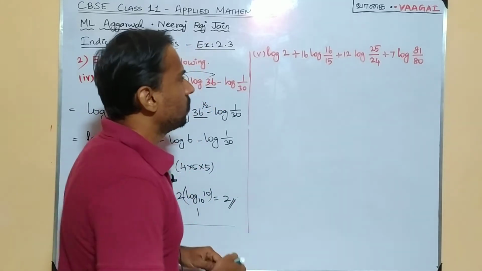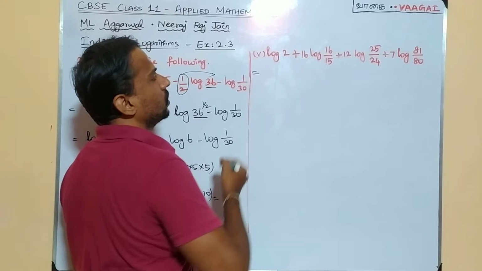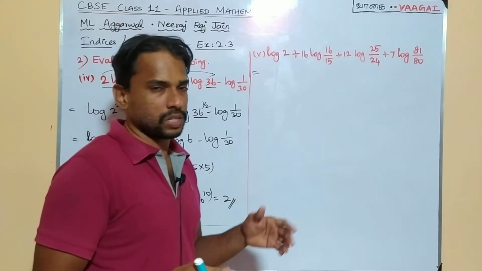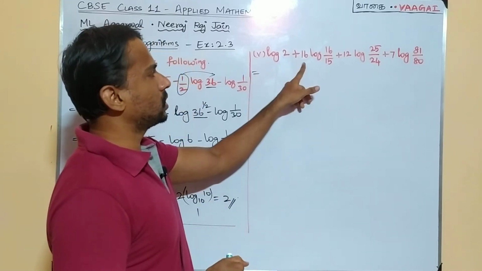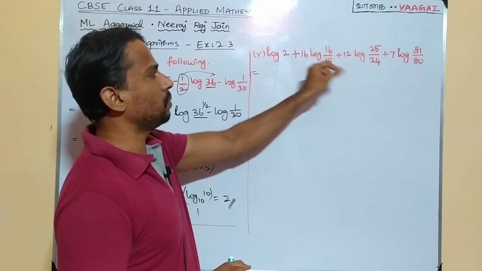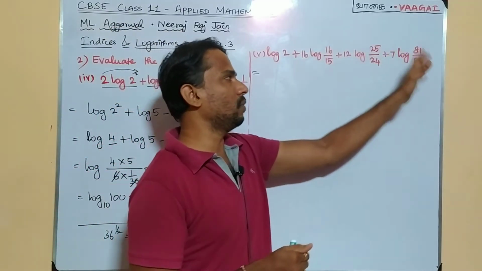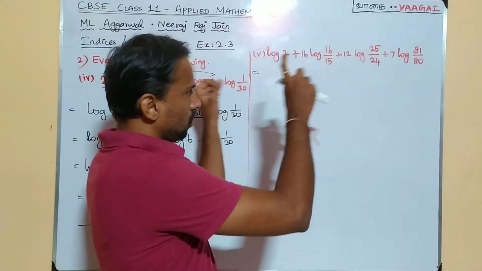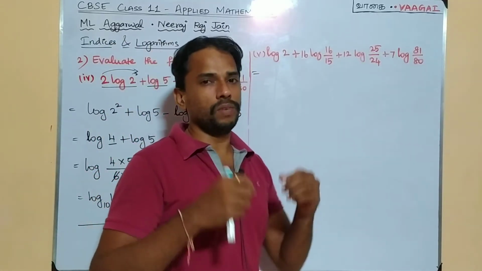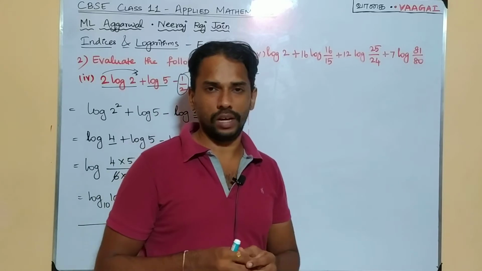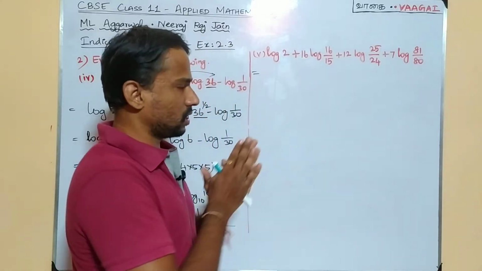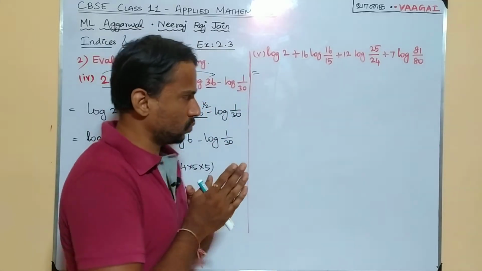Yeah, coming back, here we have the fifth question. We have a very big expression here: log 2 plus 16 log of 16 by 15 plus 12 log of 25 by 24 plus 7 log of 81 by 80. Such a big expression. We need to simplify this and evaluate the answer. That's the task we need to do for this question.